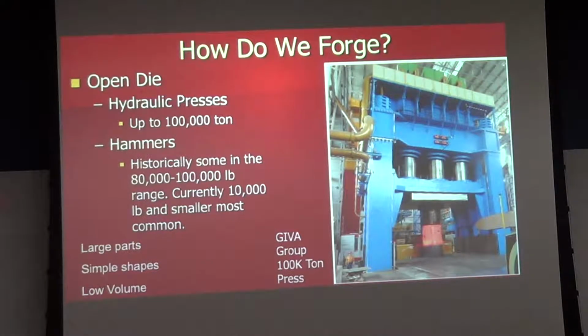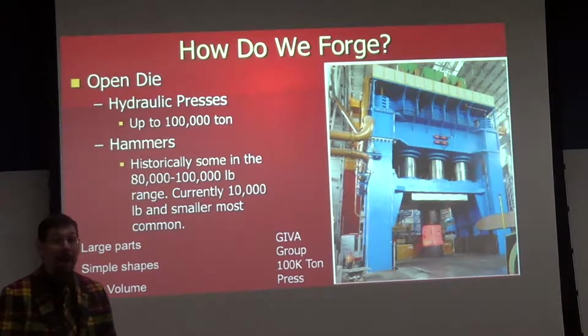So the equipment that's used for open die work today is mostly large presses. You can use hammers, and we do still use hammers for small open die forgings. But anything of any significant size is done under a press. So this press that I've illustrated here is the largest one in the world that I know of.